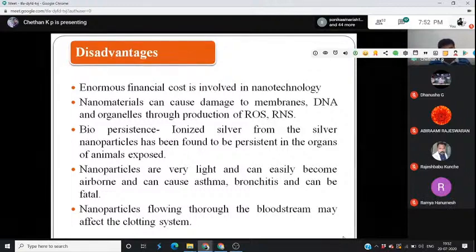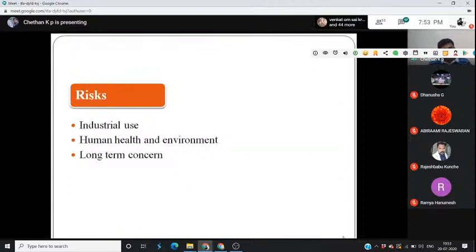Nanoparticles flowing through the bloodstream may affect the clotting system. So with this regard, a lot of research has to be done. There are many risks associated with the use of these nanoparticles. As far as the research is concerned, we use only a small quantity for testing the animals. We don't have so much risk.